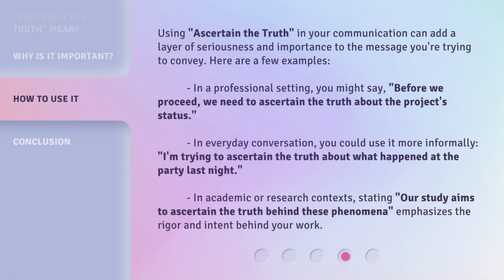Using ascertain the truth in your communication can add a layer of seriousness and importance to the message you're trying to convey. Here are a few examples. In a professional setting, you might say, "Before we proceed, we need to ascertain the truth about the project's status." In everyday conversation, you could use it more informally. "I'm trying to ascertain the truth about what happened at the party last night." In academic or research contexts, stating, "Our study aims to ascertain the truth behind these phenomena," emphasizes the rigor and intent behind your work.